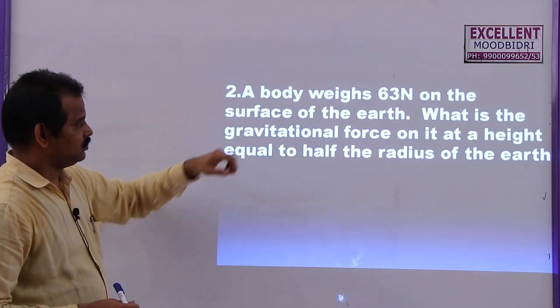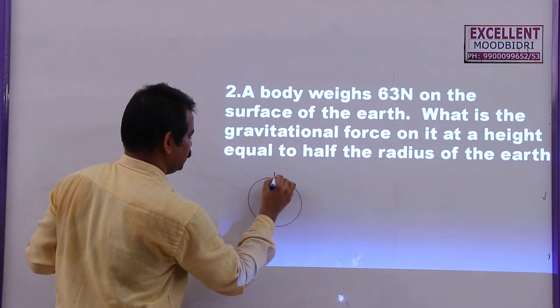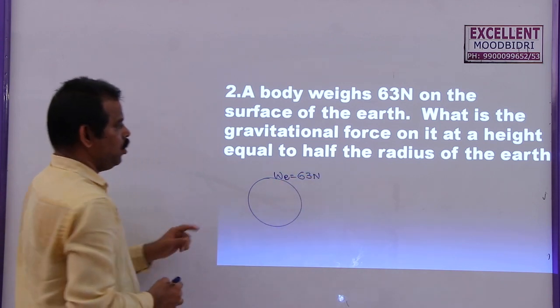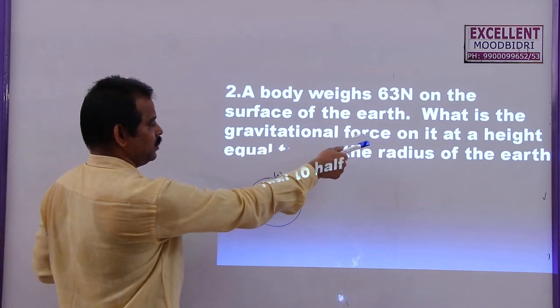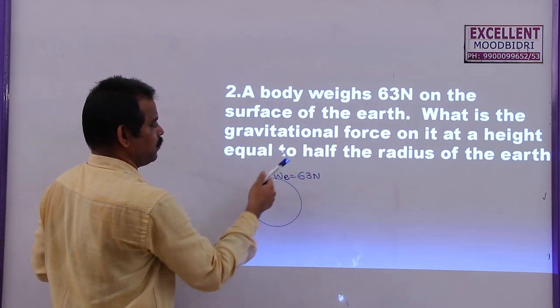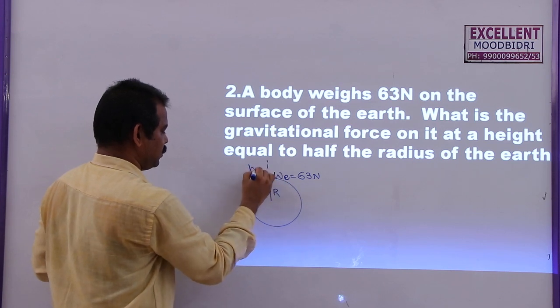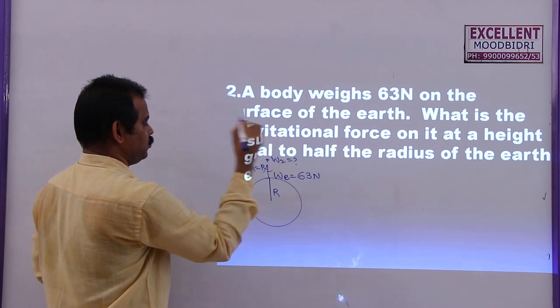A body weighs 63 newtons on the surface of earth. On the surface of earth, the weight of the body is 63 newtons. What is the gravitational force, that is nothing but the weight, on it at a height equal to half of the radius of earth? The radius of earth is r. Half of the radius of earth is r by 2. What is the weight W2 here?